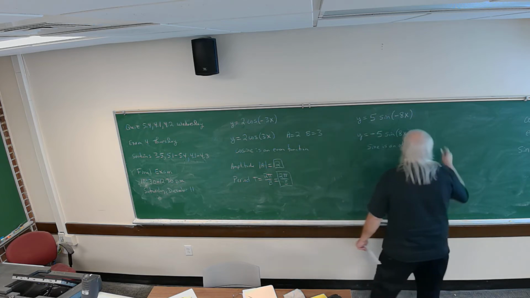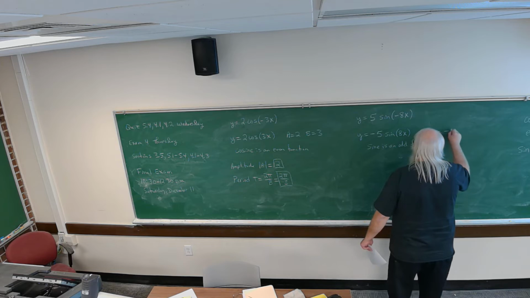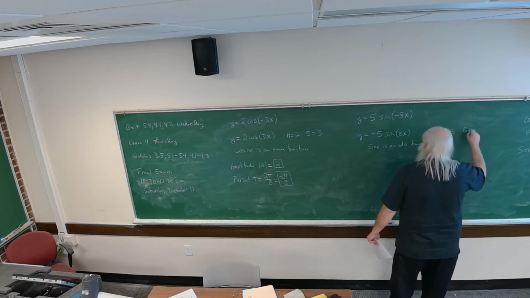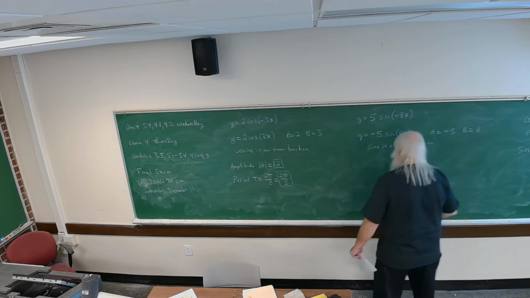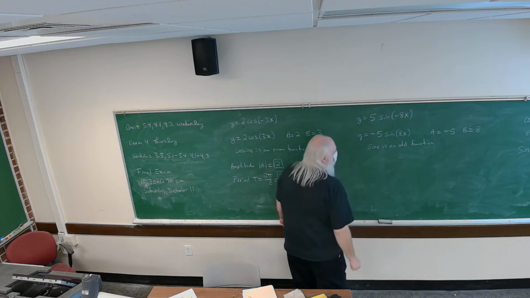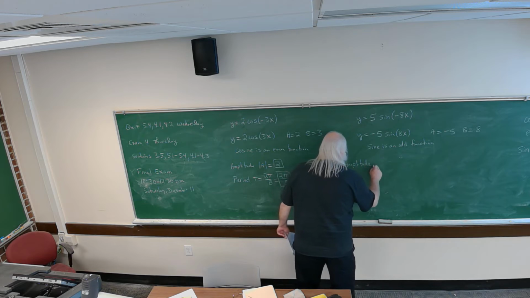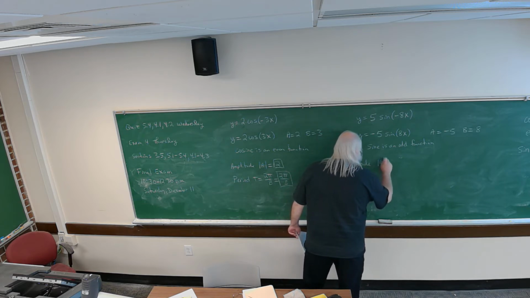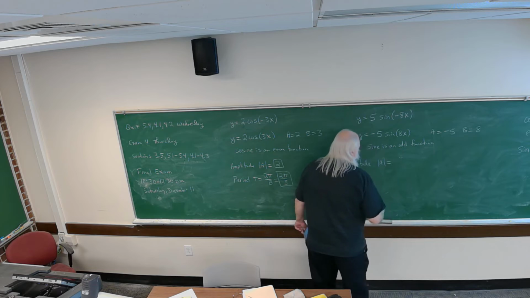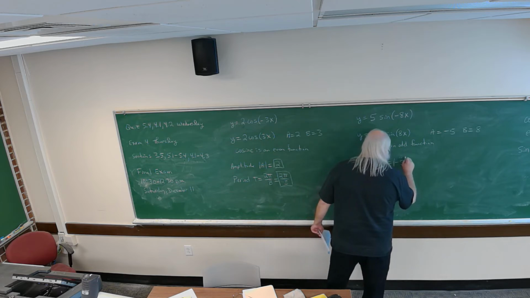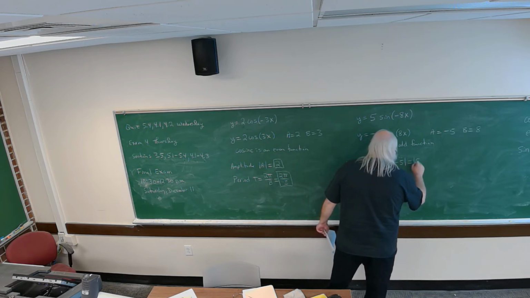And now A is equal to negative 5, and B is equal to 8. So the amplitude in the graph is equal to the absolute value of A, which is the absolute value of negative 5, which is 5.